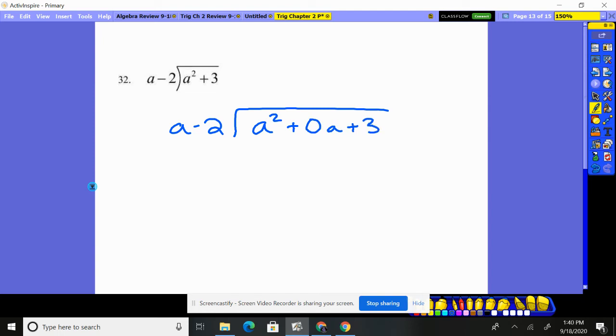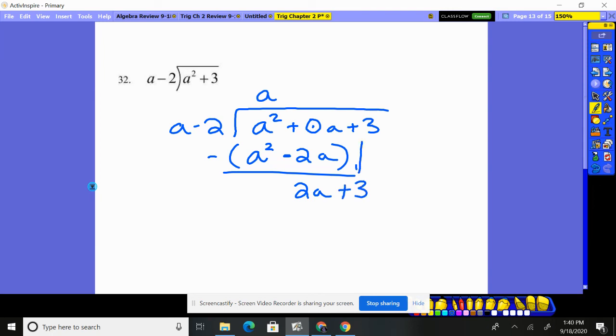So now I do a into a squared is a. A times a squared. A times the negative 2, negative 2a. That's why I needed that 0 right there, to sort of hold the place when I'm subtracting. So I'm going to subtract the whole thing. A squared minus a squared goes away. 0 minus a negative changes to plus, and we're left with 2a, positive 2a. I bring down my next number here, which is 3, and I start all over again.